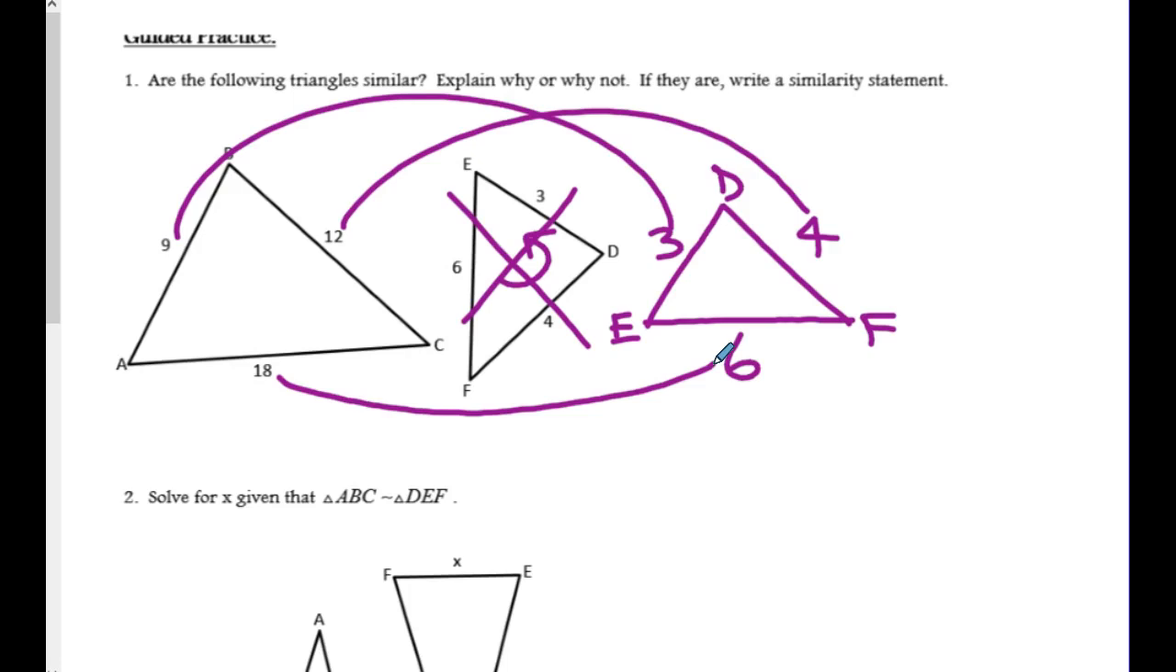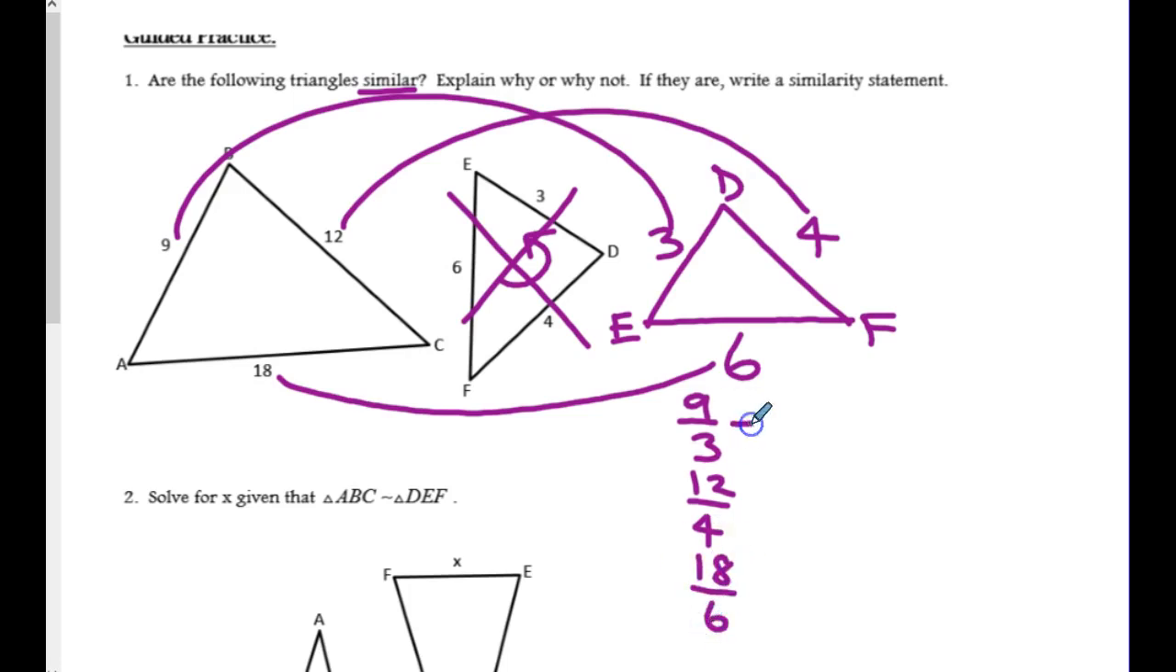So here's what I'm going to do. I'm going to make all 3 of those fractions and see, are they equal? If they're all equal, then it is similar. So first one was 9 over 3. The second one was 12 over 4. And then the third one was 18 over 6.